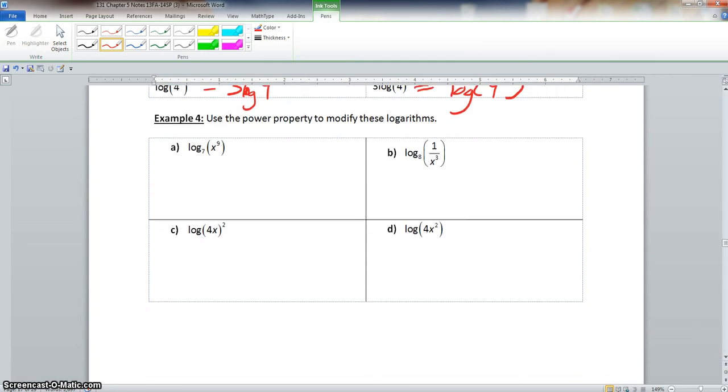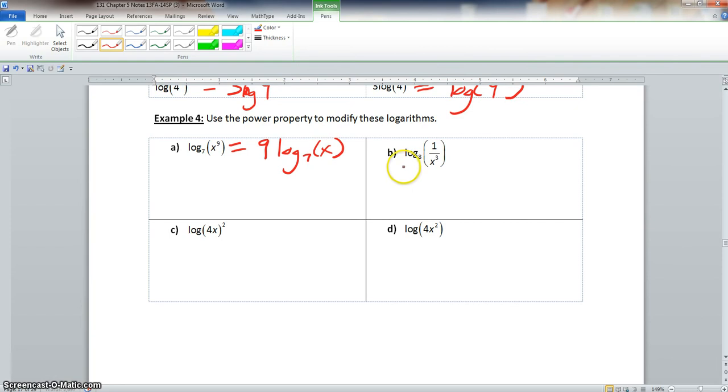Now we go here to example 4. It says use the power property to modify these logarithms. So we have log base 7 of x to the 9th, which is the same as 9 times log base 7 of x.